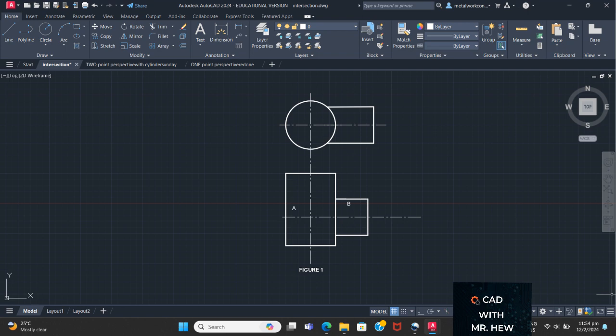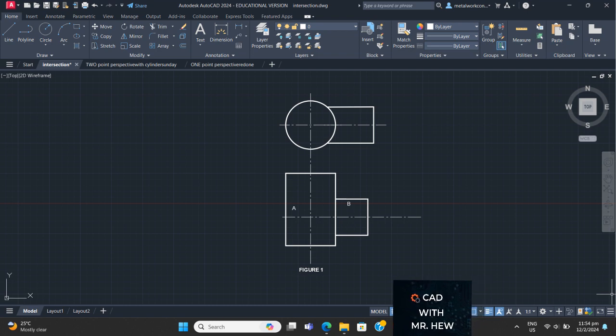Next, we're going to divide the semicircle into 6 equal parts. So there we have divided the semicircle for the end of pipe B for both the front and the plan. The next thing you're going to do now is draw lines from these intersecting points. All right, so let's do that.